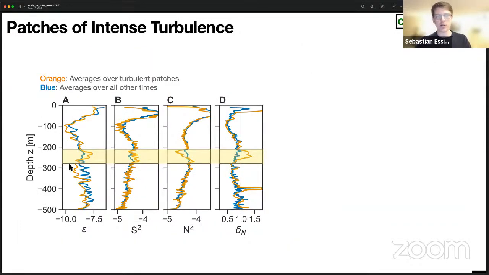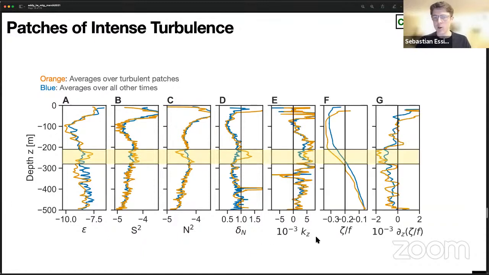If I average over all those patches, which are indicated by the orange, you can see that these are anomalous in all variables, such as shear squared, N squared, and gradient Froude number. But they're also anomalous in the eddy properties. So the vorticity is most negative, and the gradients in vorticity are strongest. So there's some evidence that these might be also critical layers for some of the near inertial waves.